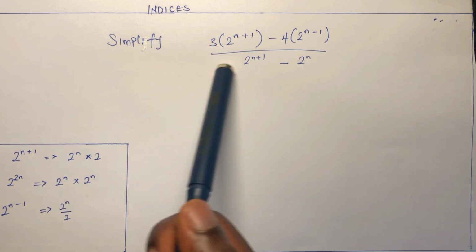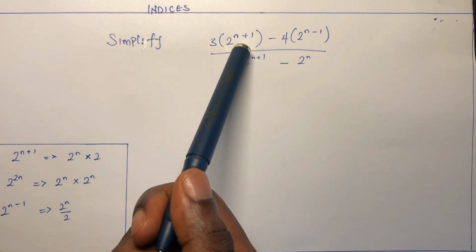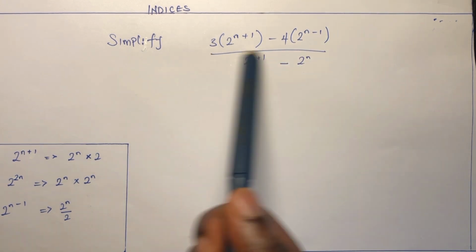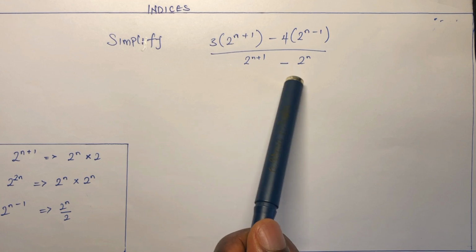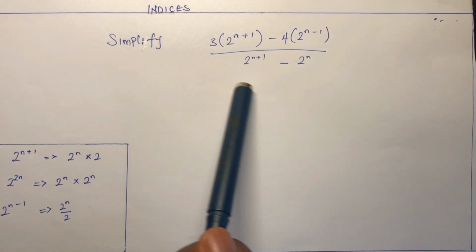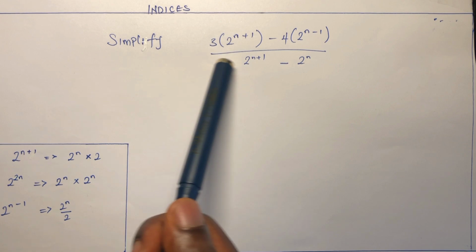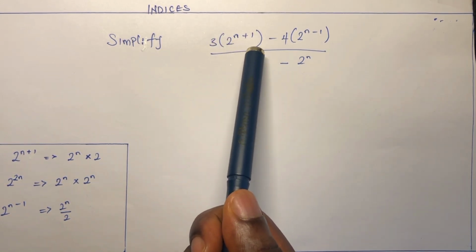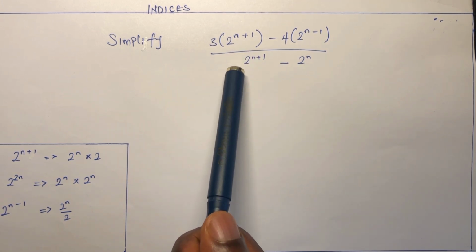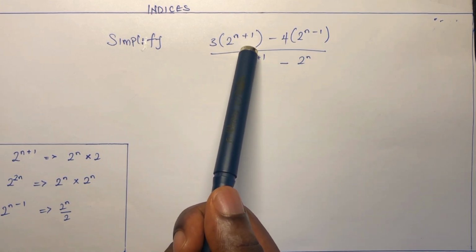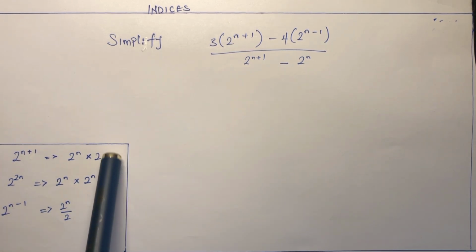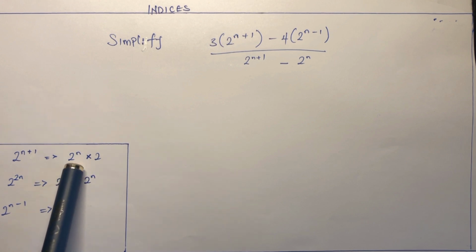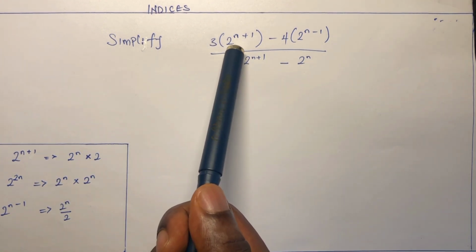Then we have 3 bracket 2 to the power of n plus 1 minus 4 bracket 2 power n minus 1, all divided by 2 power n plus 1 minus 2. Now, for us to simplify this, we need to simplify what we have in this bracket, which is 2 power n plus 1. And I also want to remind you that 2 power n plus 1 was actually gotten from multiplying 2 power n and 2. The product of 2 power n and 2 will actually give us 2 power n plus 1.